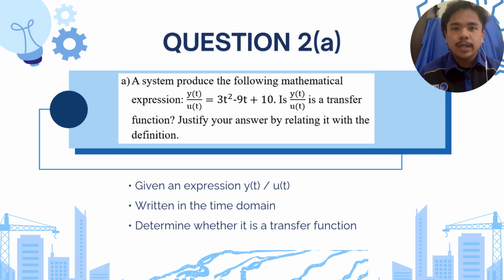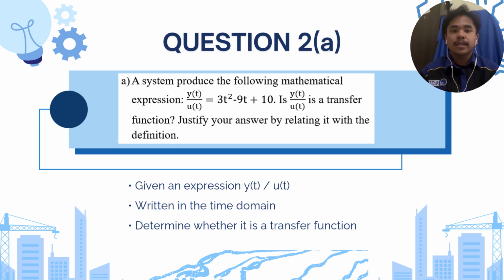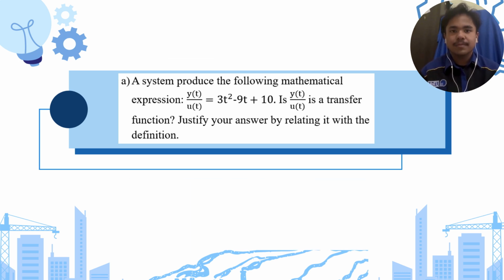The question asks whether the expression y(t) over u(t), which is given as a polynomial in time, is a transfer function or not. To answer this question correctly, we need to recall the definition of a transfer function and identify whether the expression is in a correct domain. This type of question commonly appears in final examination and usually tests student understanding of basic control system concept.